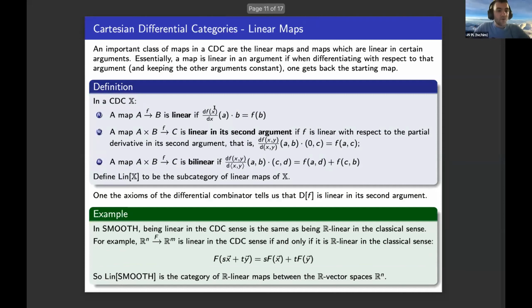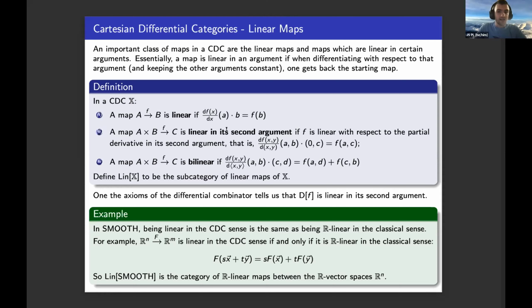As I've mentioned, there's an important class of maps in a CDC, and these are the linear maps. These are maps which are linear in certain arguments. A map is linear in an argument if, when I differentiate with respect to that argument while I keep the others constant, one gets essentially back the starting map. Explicitly, a map is linear if when I take its derivative, I just obtain back f evaluated at the second argument b here. And I can also define what it means for a map to be linear in its second argument, which essentially means that it's linear with respect to the partial derivative.